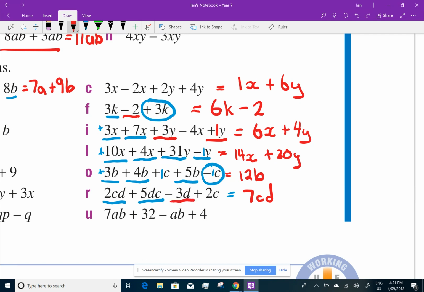Now here, I've got minus 3D and plus 2C. Be careful. You can't add or subtract either of these. They're not like terms. I'm just going to write them as they are. Minus 3D plus 2C. They are not like terms.